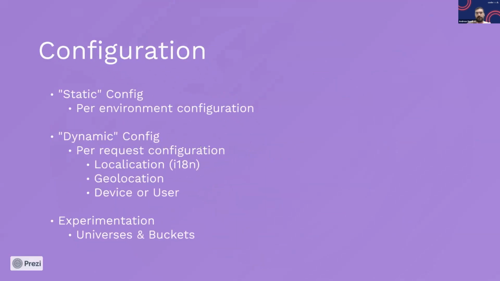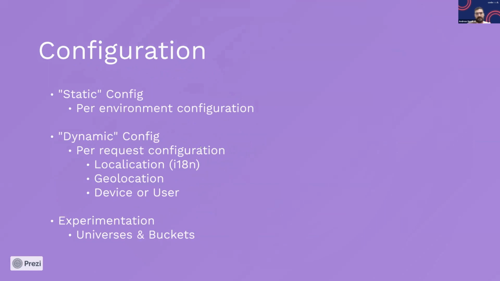Configuration, configuring your services based on the environment that you're running in, is also pretty important. Is it static configuration, so is it configuration files? Is it dynamic configuration that relies on maybe some Redis cache or something like that? Localization and geolocation-based experiments are a pretty common use of that.